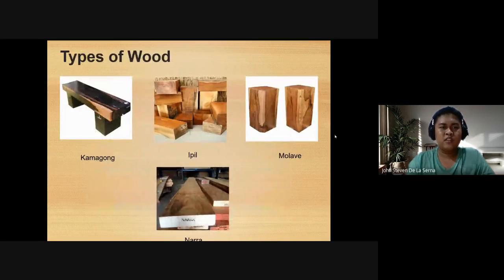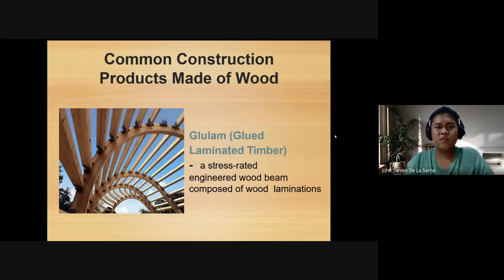These types of woods are commonly found in the Philippines. First, the Camago. Second is the Ipil. Third, Molave. And the last one is the Nara wood. Common construction products made of wood.